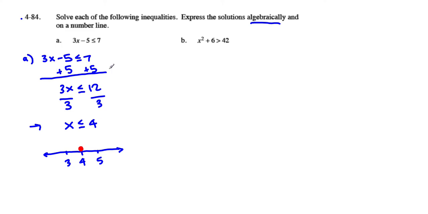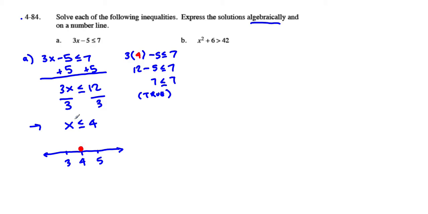If we take 4 and plug it back in, it would make a true statement. In fact, let's do that. If we say that 3 times our 4, and we subtract 5 from it, it should be less than or equal to 7. Well, in this case, since we know that x is less than or equal to 4, we should get 7 on this side. 3 times 4 is 12. 12 minus 5 is less than or equal to 7. Well, 12 minus 5 is 7. So that is true. That's why we fill it in with a closed circle.